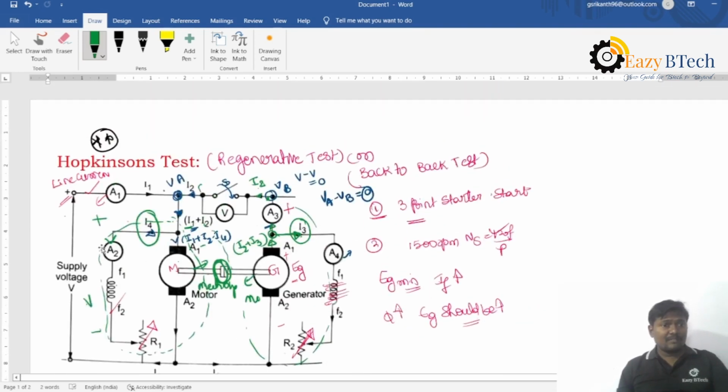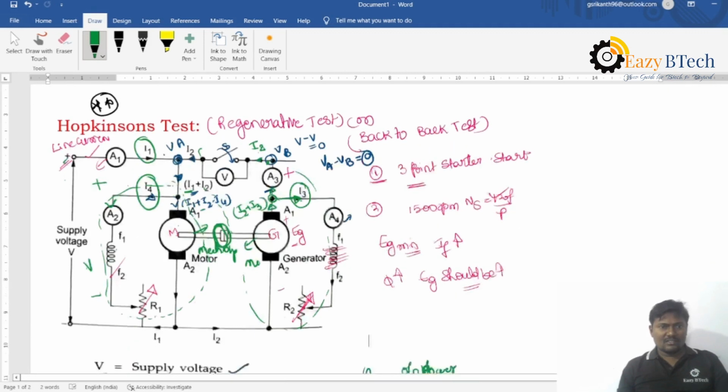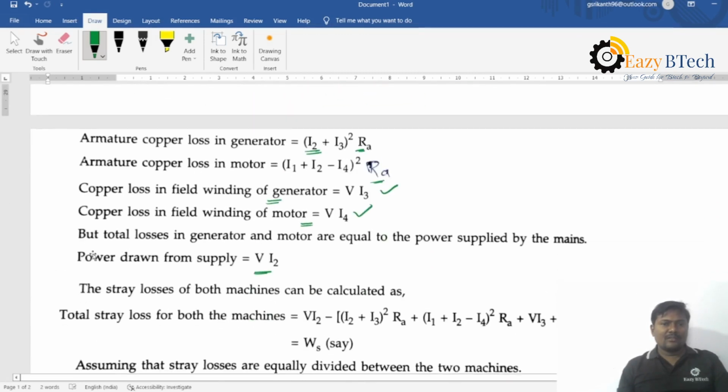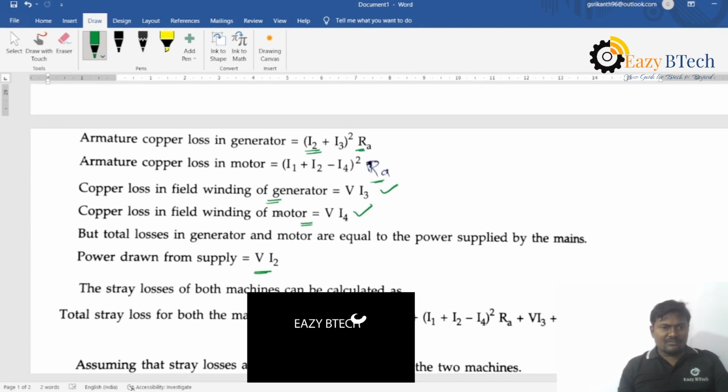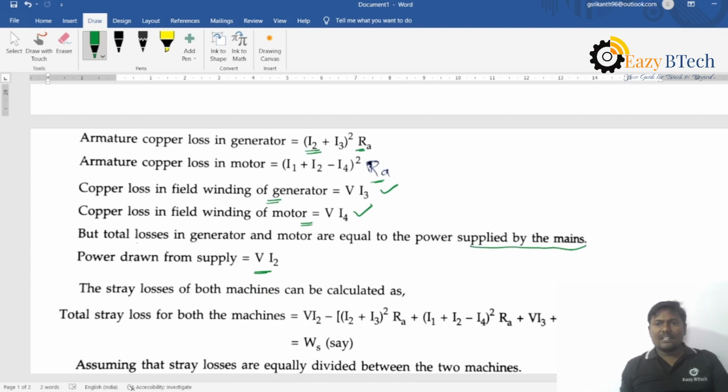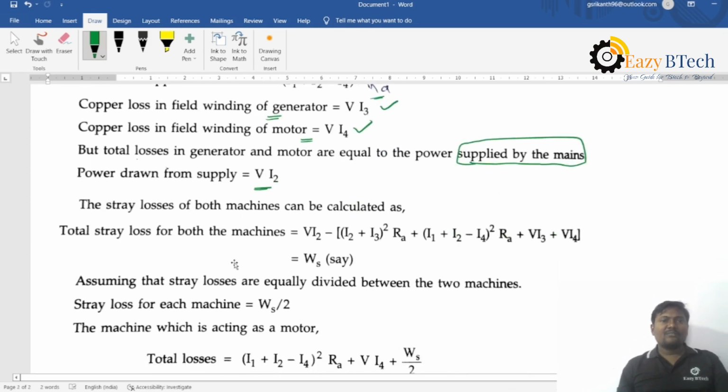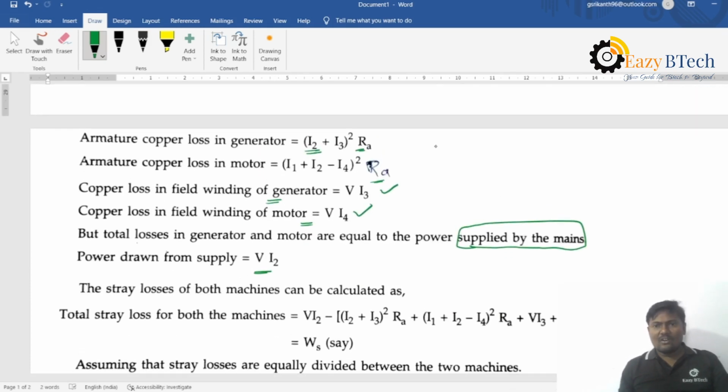The power supplied from the line is V into I1, and the total losses in the generator and motor equal the power supplied by the mains. So the power drawn from the supply is V into I2. We can find the stray losses. How can we calculate the stray losses?